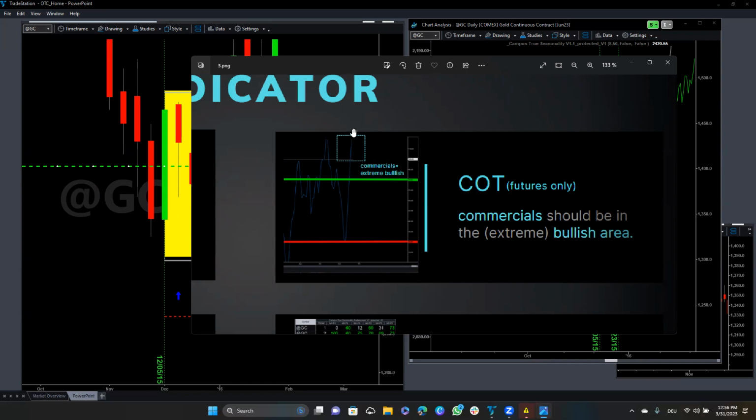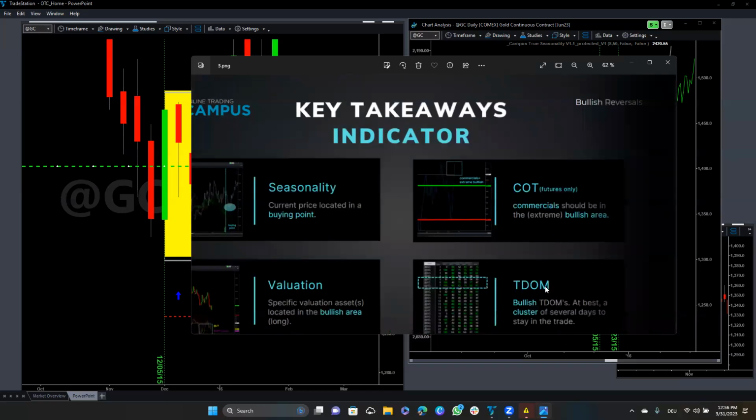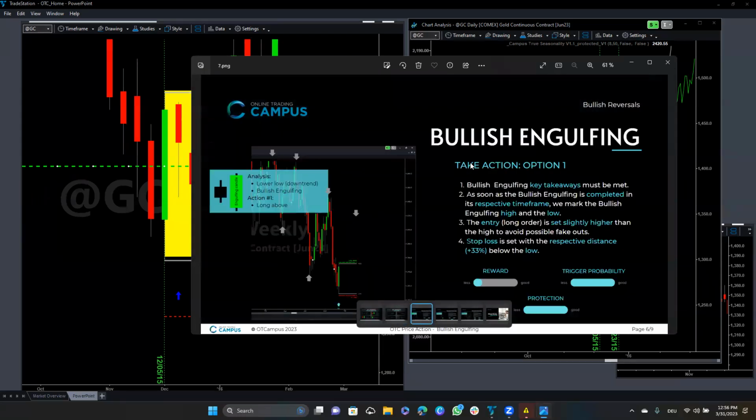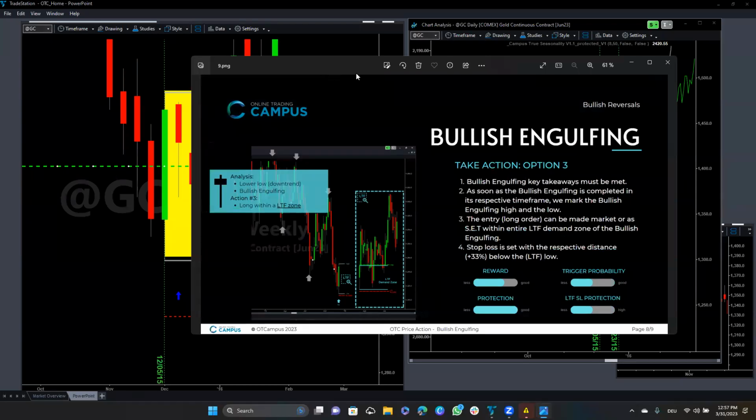Valuation ready. COT extremes ready. Okay, perfect, or not perfect, but really good. Okay, we will discuss the trading day of the month in the last option here, option number 3.